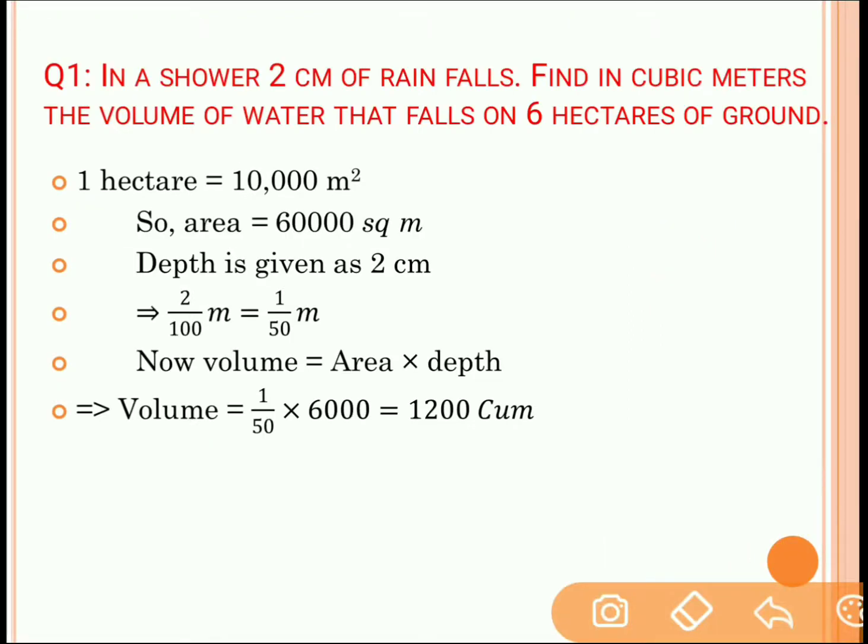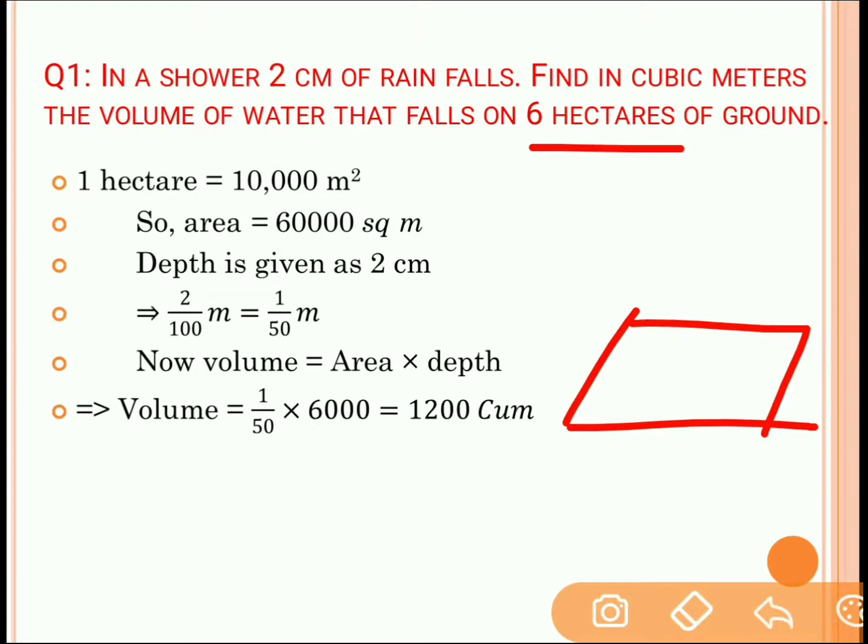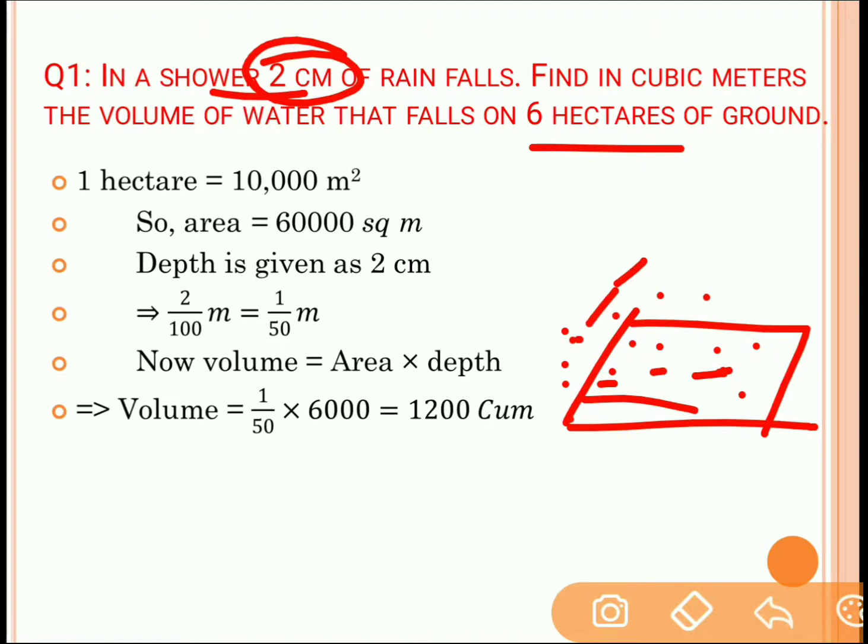First problem: in a shower, 2 centimeter of rain falls. Find, in cubic meter, the volume of water that falls on 6 hectare of ground. Now let's say there is a ground over here. The area of this ground is 6 hectare. On this ground, because of the shower, 2 centimeter of rain falls. So the height of the rain which falls on this ground is 2 centimeter, and the bottom area is given as 6 hectares. So we need to find out the volume.